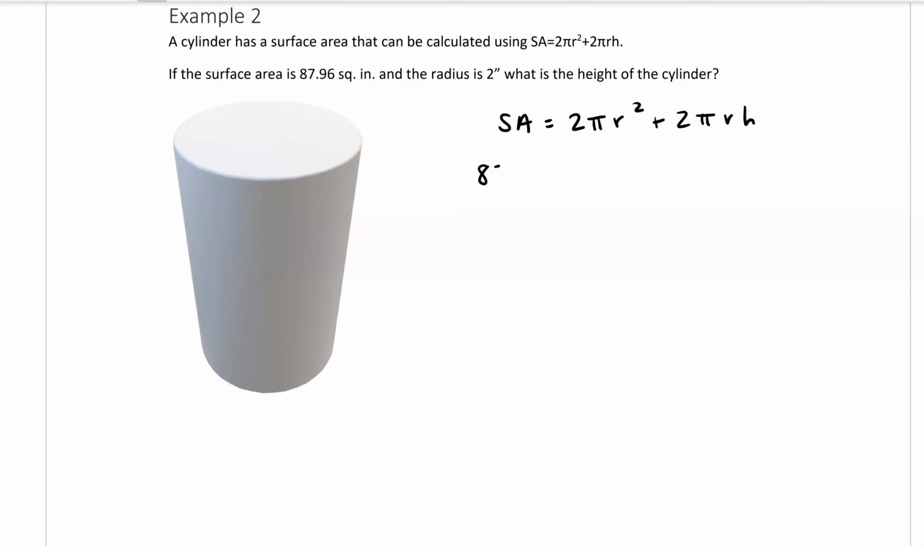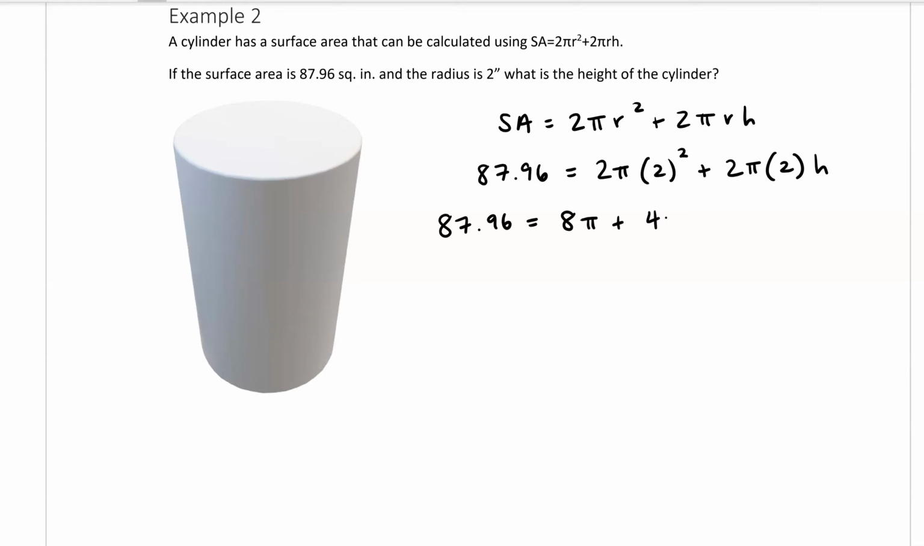We know that surface area is 87.96, which is equal to 2 pi, and we know that the radius is 2. So anywhere I see an r, I'm going to replace it with a 2. And the only value we don't know here is h. So let's do some simplification here. I have 87.96 is equal to 2 squared is 4, and then 4 times 2 pi would give us 8 pi, and then plus 2 times 2 pi is 4 pi, and then times h.